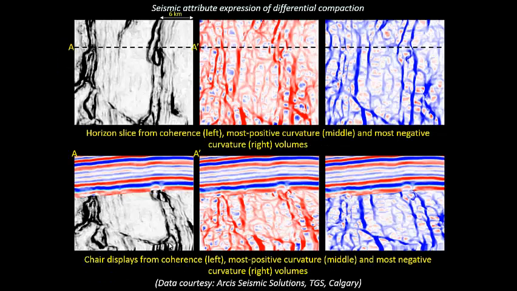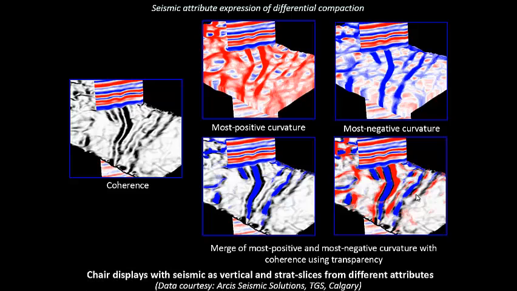Again, some more displays from our horizon slice that I'm showing you from the coherence, most positive curvature in the middle and then to the right. And then on the lower rung, I have chair displays for the same data. Notice the differential compaction seen on the two channels, on the coherence and curvature and negative curvature. Now here are more displays for your information. I'm again comparing the incised channel seen here with the differential compaction that we have seen before, and we are going to see going forward.